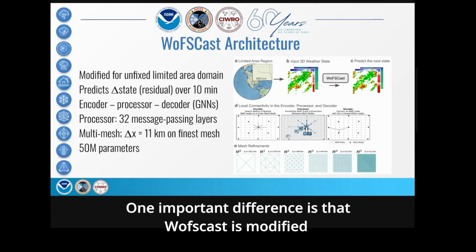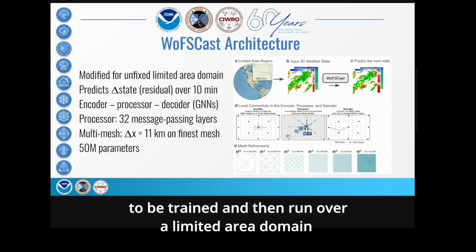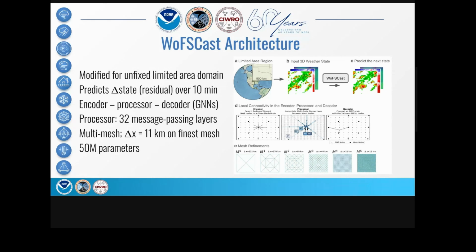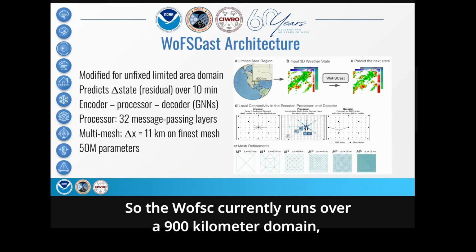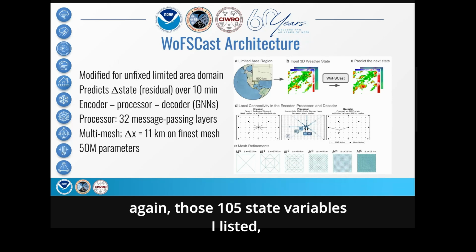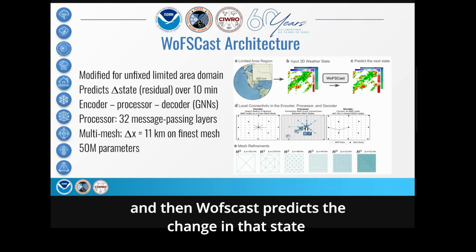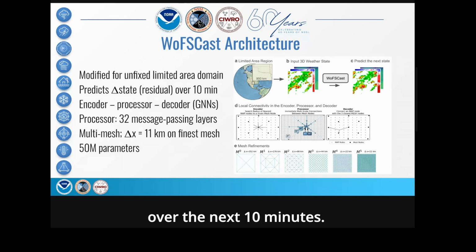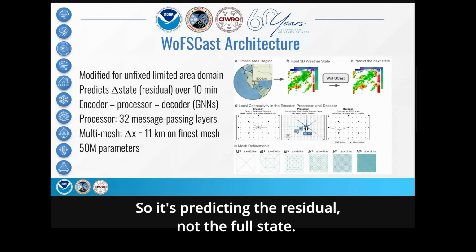One important difference is that WoFSCast is modified to be trained and then run over a limited area domain that varies from day to day, just as the WoFS domain does. So the WoFS currently runs over a 900-kilometer domain, which is repositioned daily over the area of greatest interest. So in the top row of the figure, you can see the basic strategy. We input the 3D weather state, again, those 105 state variables I listed, and then WoFSCast predicts the change in that state over the next 10 minutes. So it's predicting the residual, not the full state.